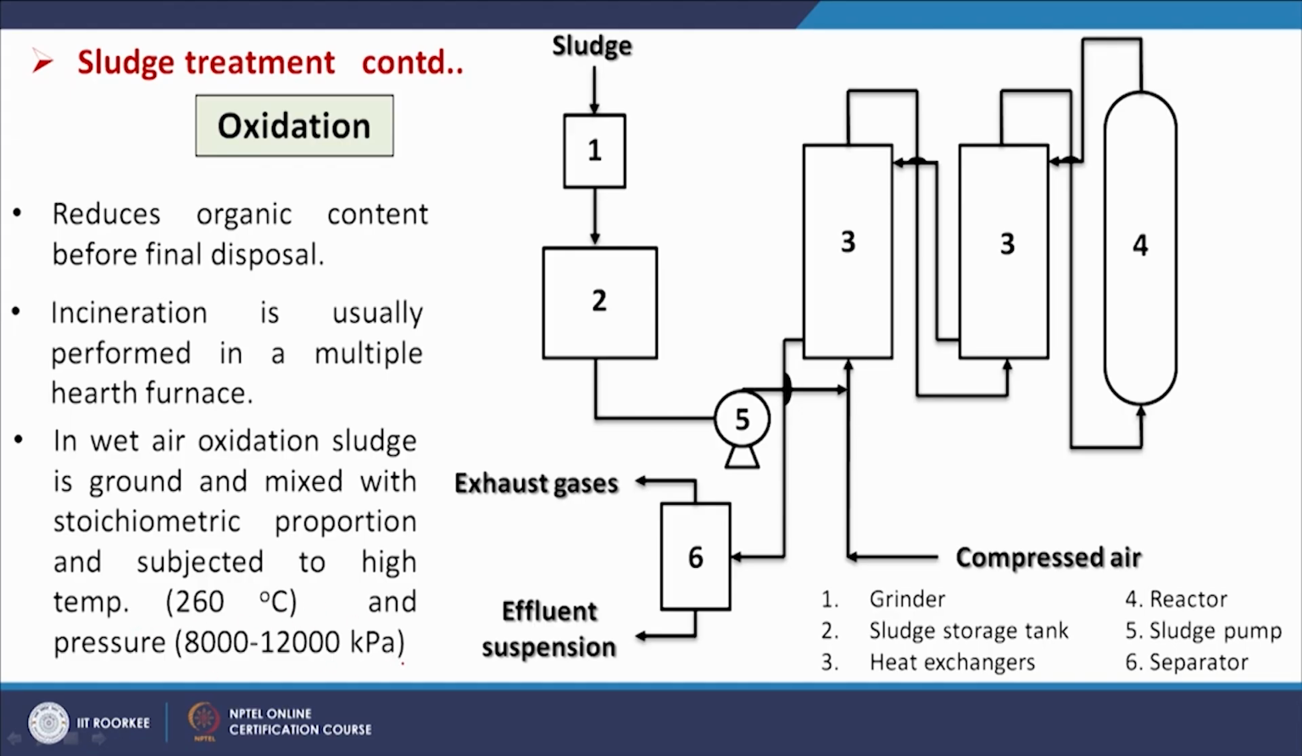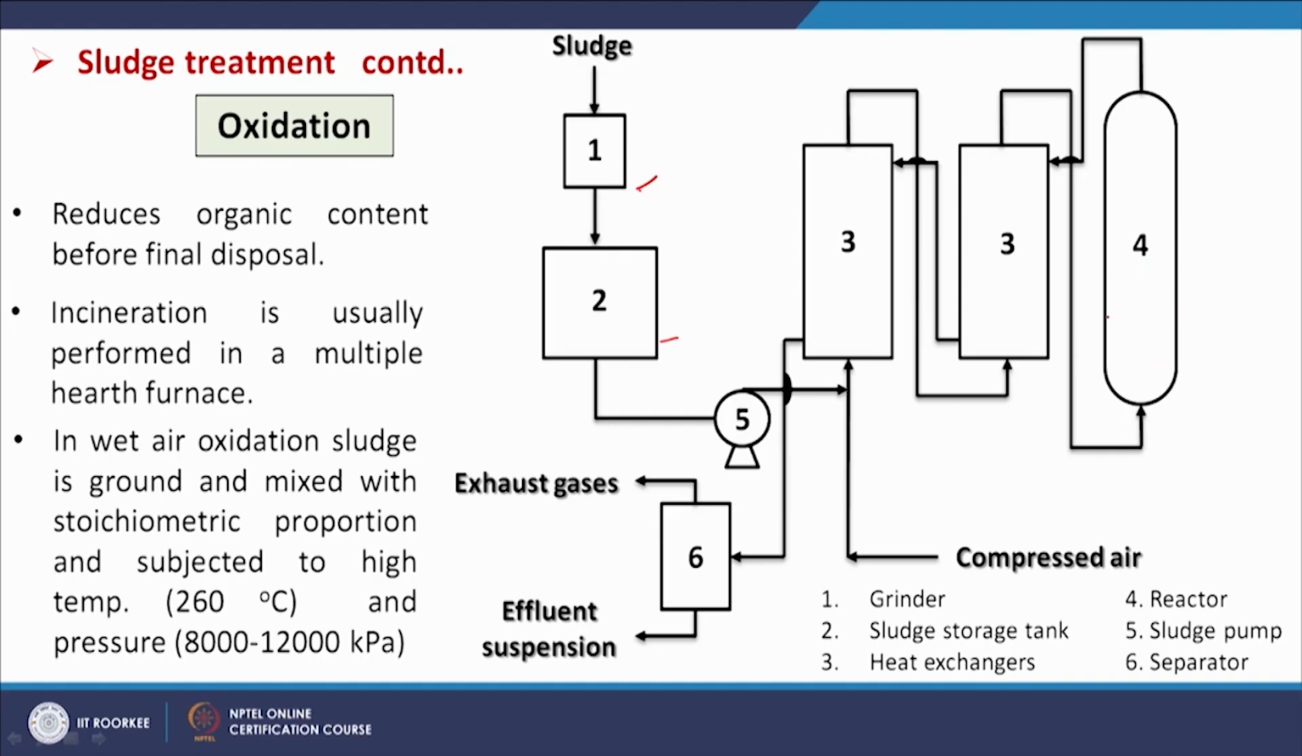degrees centigrade, and pressure. Here we see a grinder; the sludge comes in, and after grinding it goes to a storage tank, then it is pumped to the two chambers, that is the heat exchangers, and from the heat exchanger it goes to chamber 4, that is the reactor. Here we provide oxygen or compressed air. Chamber 3 is the heat exchanger in the presence of air, and in 4 the high temperature and pressure will be there.